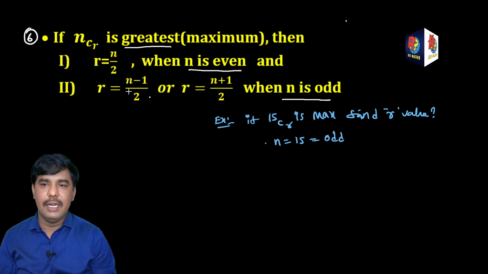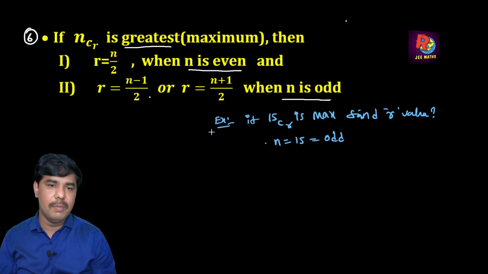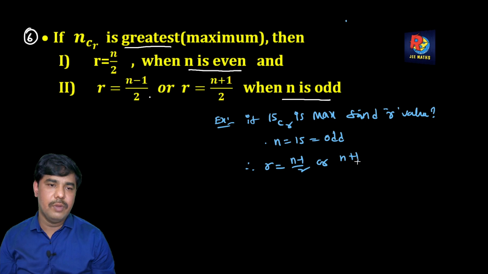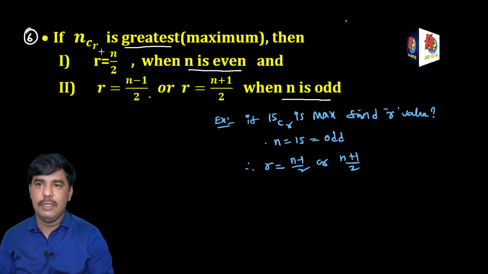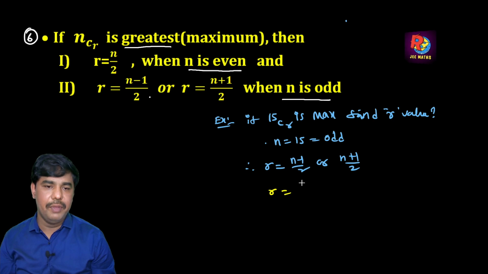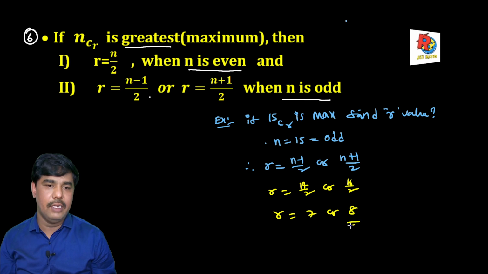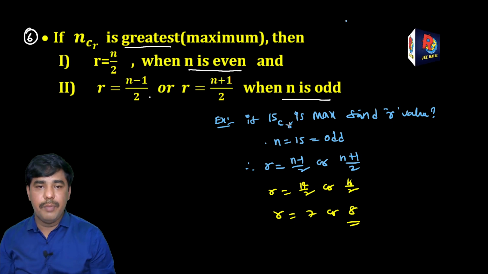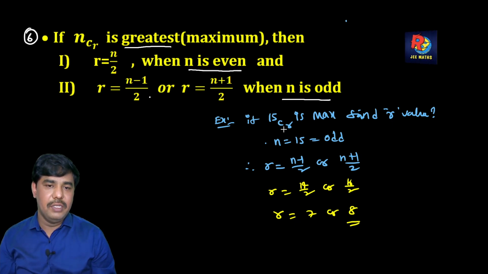For an odd n, the R value is R equal to (n minus 1) by 2 or R equal to (n plus 1) by 2. Therefore, the required R value equals (n minus 1) by 2 or (n plus 1) by 2. Substituting n equals 15, we get (15 minus 1) by 2, which is 14 by 2, or (15 plus 1) by 2, which is 16 by 2. So the R value equals 7 or 8 is the answer. Whenever the R value equals 7 or 8, the 15CR value will be maximum. That one you need to remember.